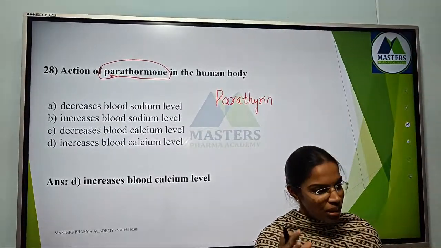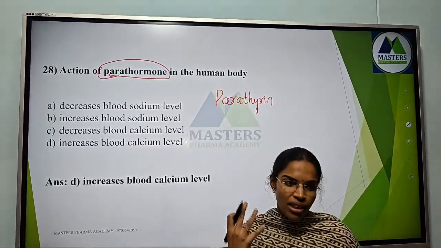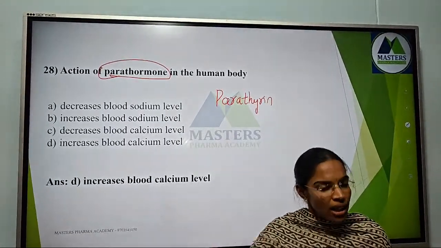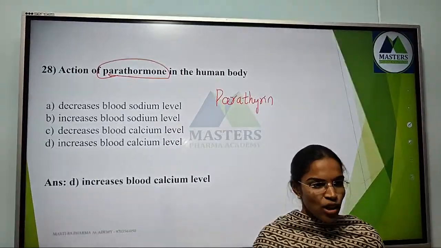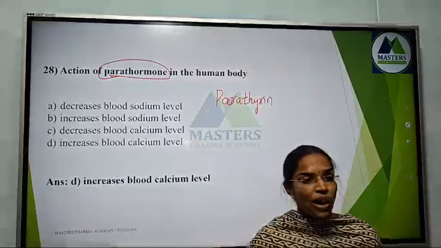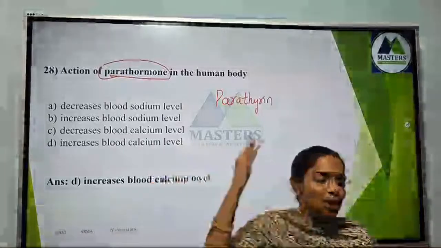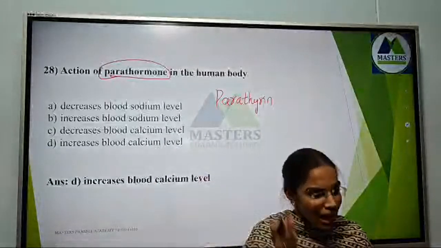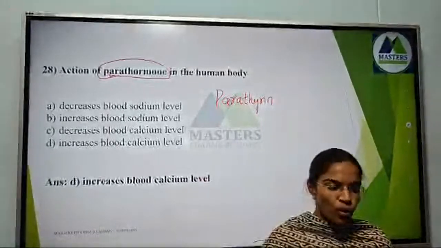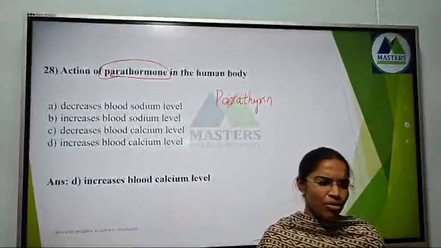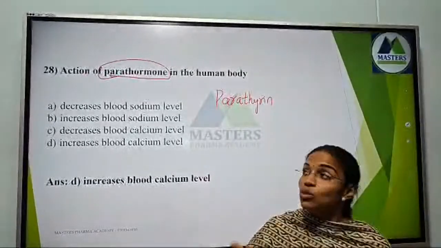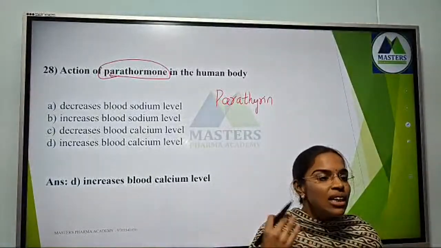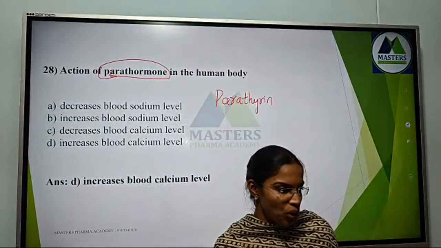When the blood calcium level decreases, it immediately influences our parathyroid regulation. Iodine relates directly to thyroid, but calcium is related to parathyroid. Calcium is related to parathyroid and iodine is related to thyroid. Both are interrelated, of course. But what does parathormone do? It increases the calcium level in the body.